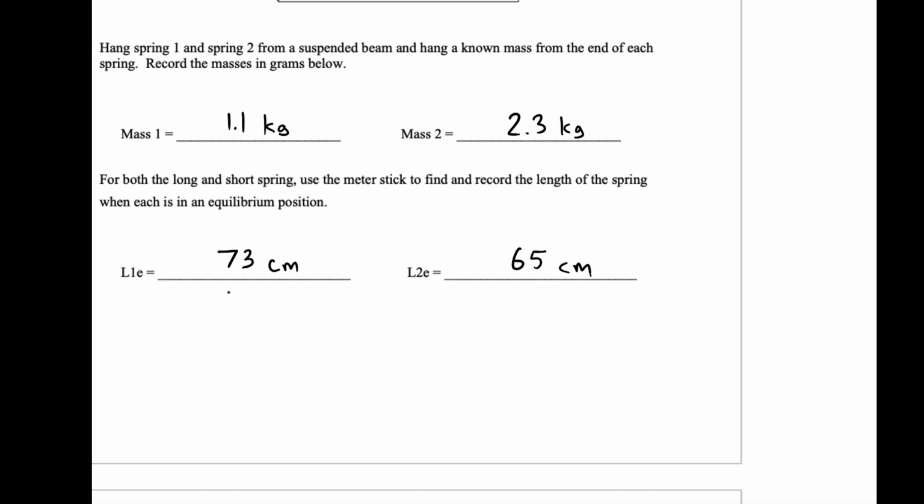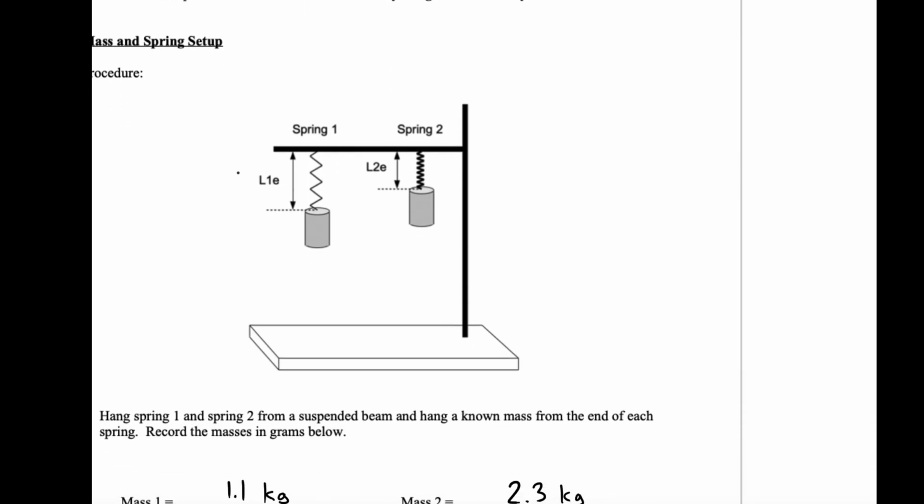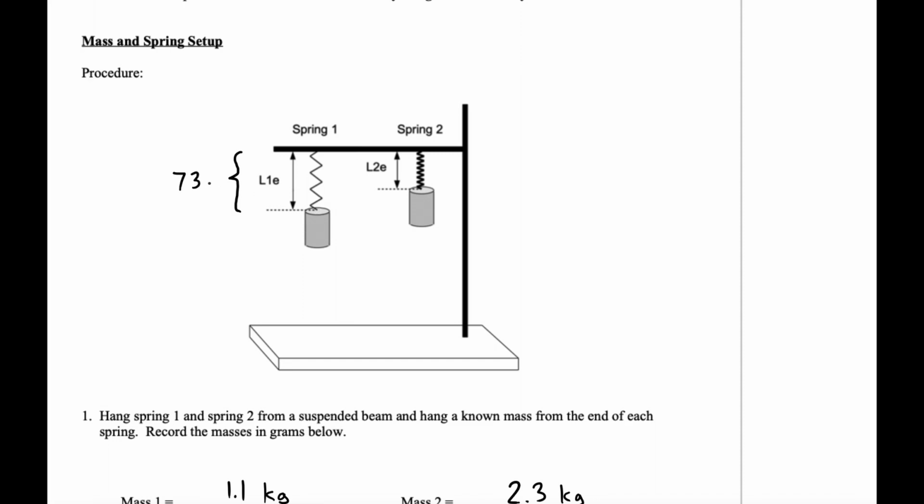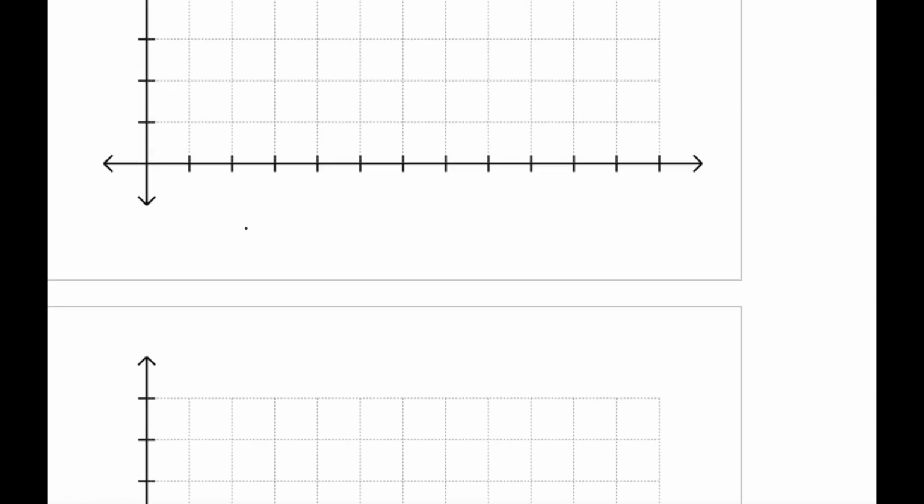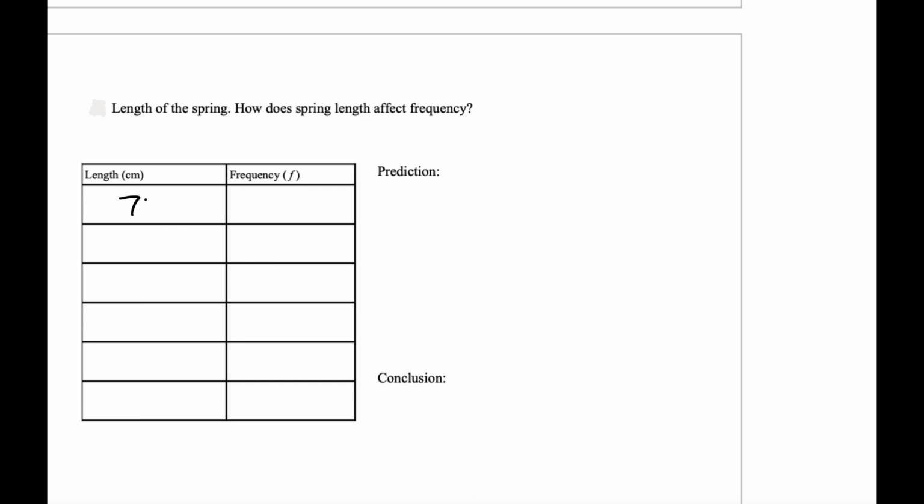So at the beginning of this activity, we had measured the equilibrium length of spring 1, and it was 73 centimeters. That's the stretched distance from the rod to the top of the mass. It was 73 centimeters for spring 1. So let's put that here. And when it came to the period of the thing, I just determined that it was 1.17 seconds. And so the frequency comes out to 0.85 cycles per second.